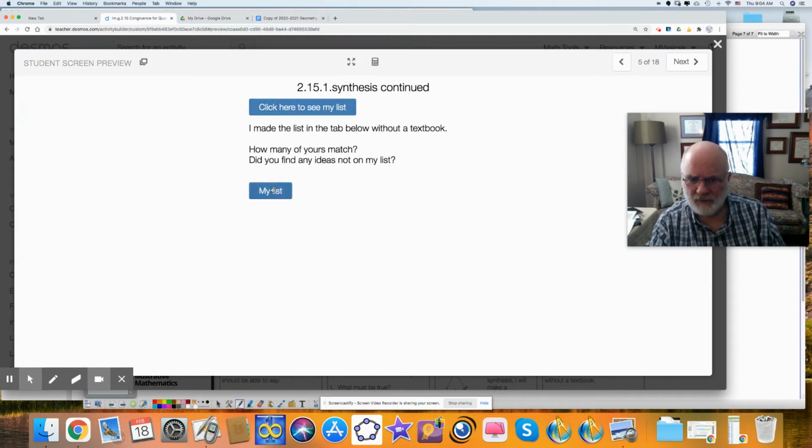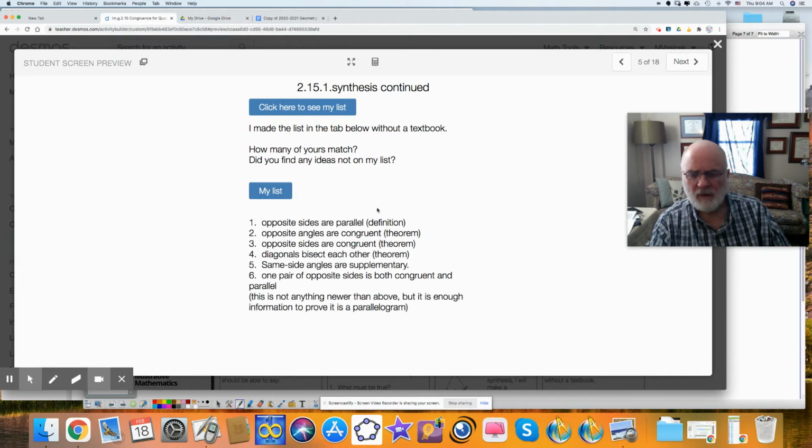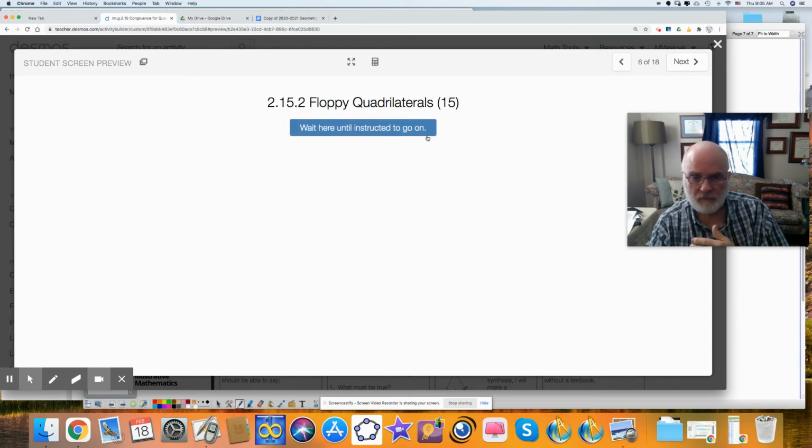This is my list that I made, and I did it without a textbook. I came up with opposite sides are parallel by definition. Opposite angles are congruent. Opposite sides are congruent. Diagonals bisect each other. Those are things that we've proved. What I didn't say was that same side angles are supplementary. That means they have to add to 180 degrees because the transversal is crossing parallel lines. And what I didn't say is this last one. If you had one pair of opposite sides that is both congruent and parallel, that's sufficient information to prove that the quadrilateral is a parallelogram. So, okay, fine.